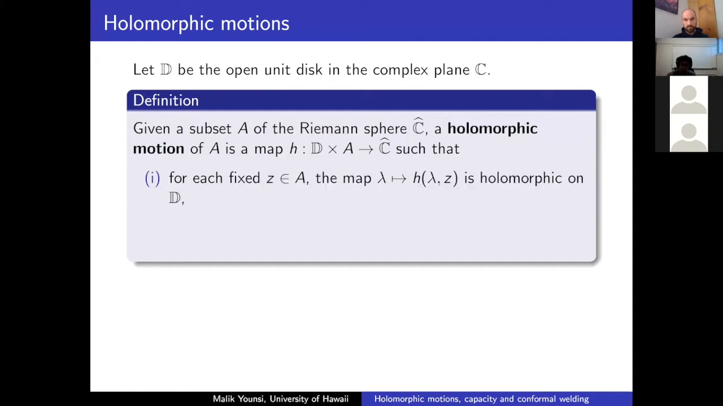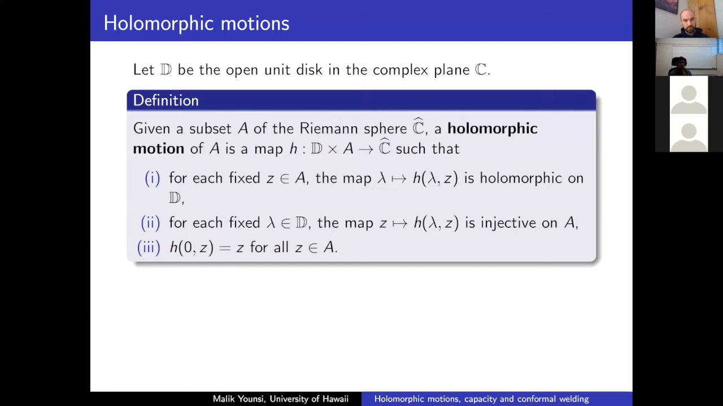So the first property is you want that if you fix z, then the map as a function of lambda should be holomorphic on the disk. Then if you fix lambda, on the other hand, then the map should be injective on the set A. And then lastly, when lambda is equal to 0, the map should be the identity on A. Okay, so those are the three conditions for a holomorphic motion.